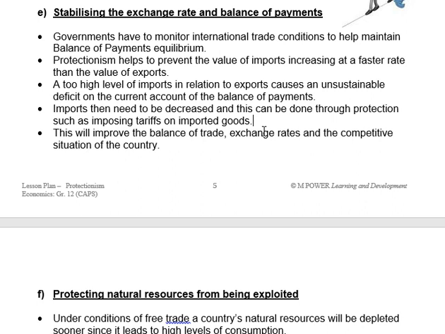All right, and remember I said it can be good, it can be bad, depending on where you are. But we cannot have a rand that is too weak. As soon as we decrease imports, less rand is being dumped on the market, so the rand has time to recover, so we can appreciate the rand a little bit. Okay, remember a too strong rand is also not good, but we need to find that middle.